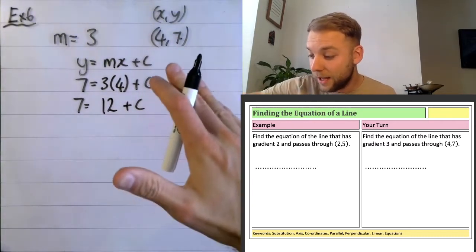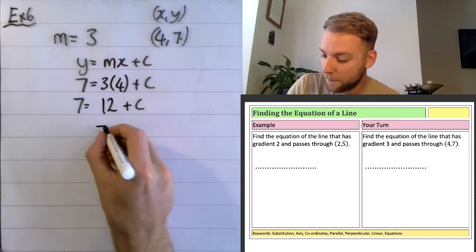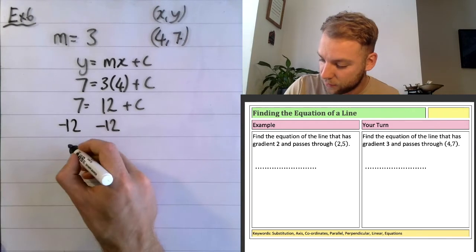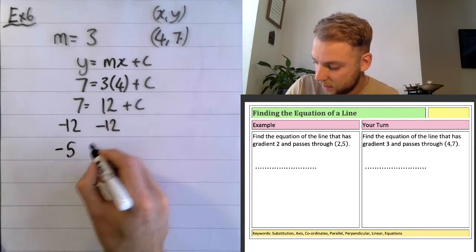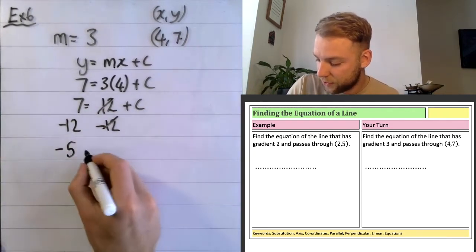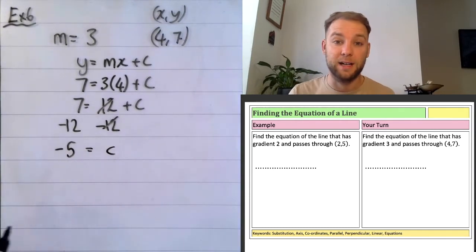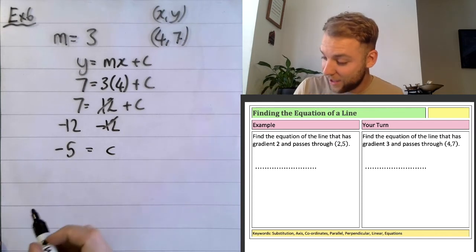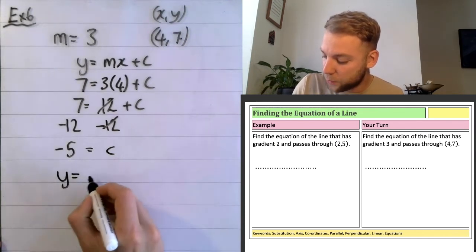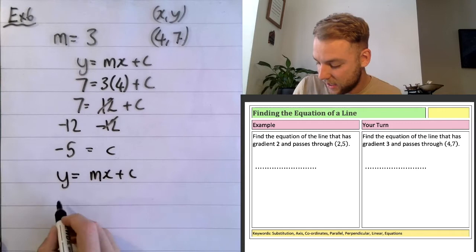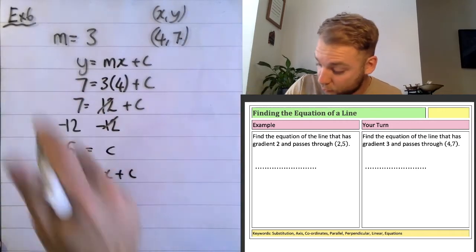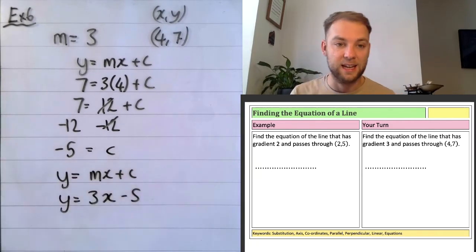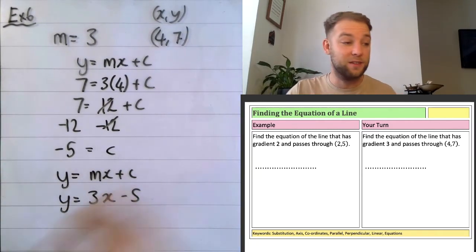So then I need to find c, I need to get rid of that 12 by minusing 12, minusing 12. 7 take away 12 is equal to negative 5. That obviously just leaves you with c. So I've got c is equal to minus 5, but that's not the end. I'm asked for the equation of the line. So y equals mx plus c. So y is equal to 3x subtract 5, because c is negative 5. Super. And that's my equation of a line.